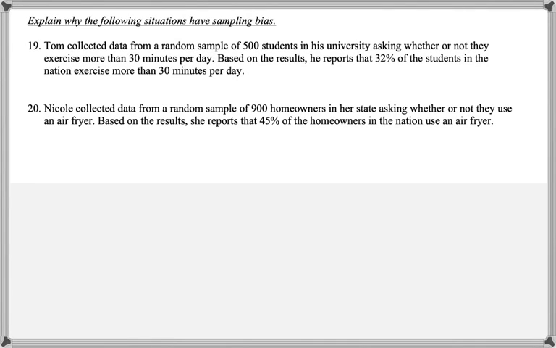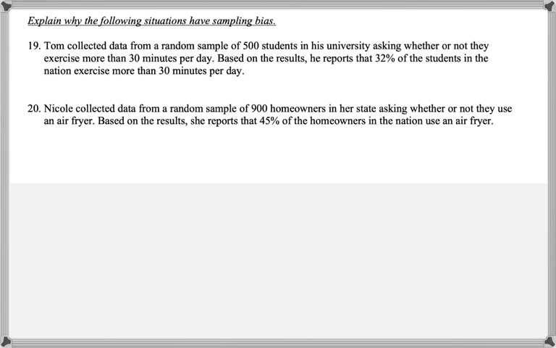Explain why the following situations have sampling bias. So number 19 says, Tom collected data from a random sample of 500 students in his university asking whether or not they exercise more than 30 minutes per day. Based on the results, he reports that 32% of the students in the nation exercise more than 30 minutes per day.